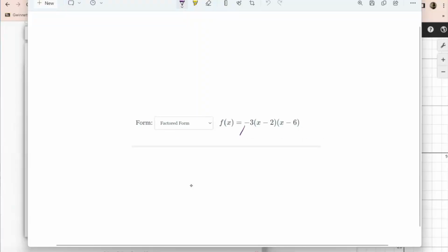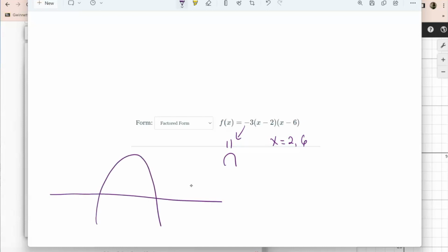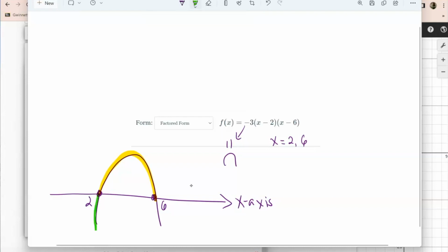All right, so it is a sad face. My x-intercepts are opposite, positive 2 and positive 6. So I'm going to go ahead and draw it with the x-axis. It crosses at 2 and 6. So this is 2, this is 6. Okay, this is the x-axis. All right, remember, it is positive above the x-axis, and it is negative below the x-axis.